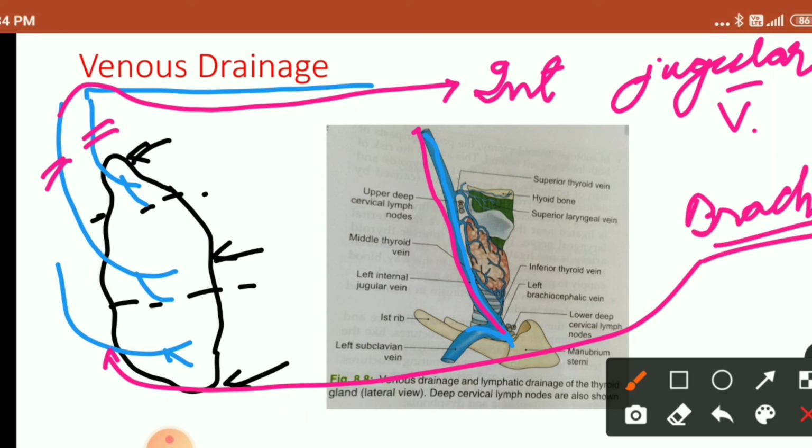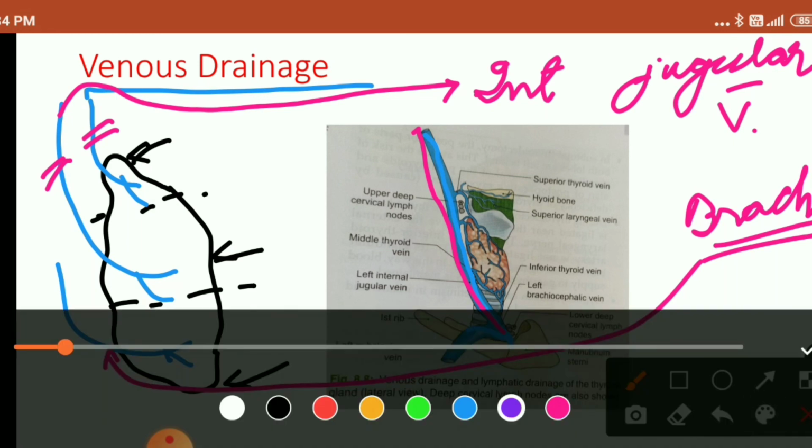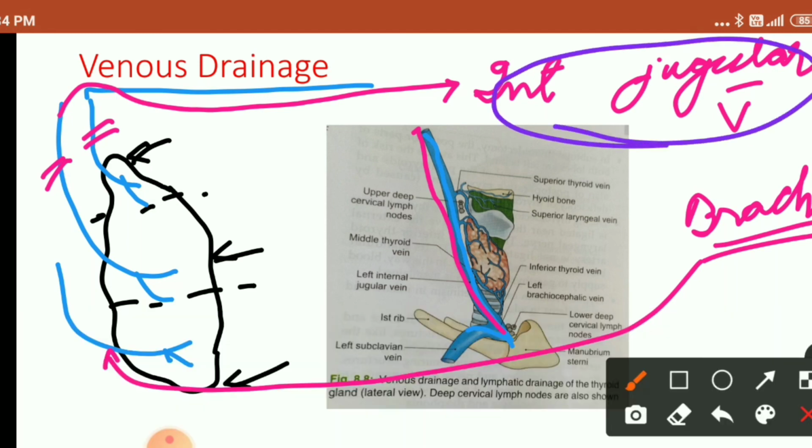Again we know one thing, that this internal jugular vein in turn drains into the brachiocephalic vein. So let us revise it: the superior and the middle thyroid veins drain into the internal jugular vein, which in turn drains into the brachiocephalic vein. On the other hand, the inferior thyroid vein directly drains into the brachiocephalic vein.